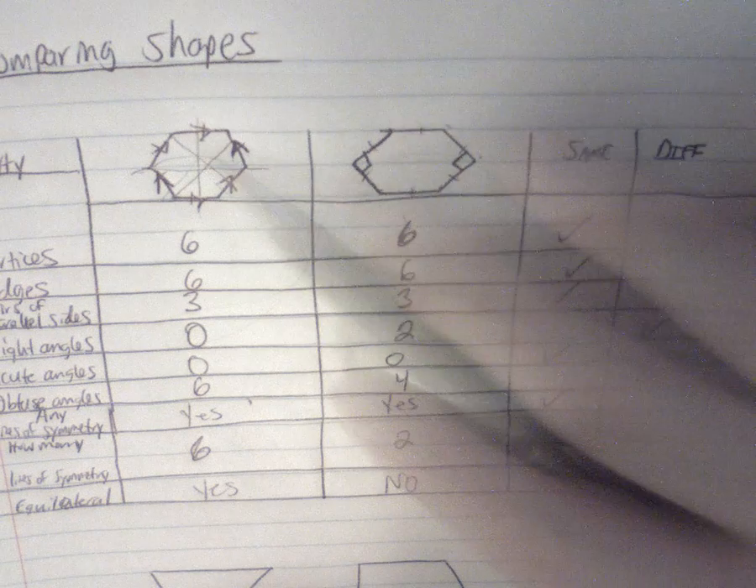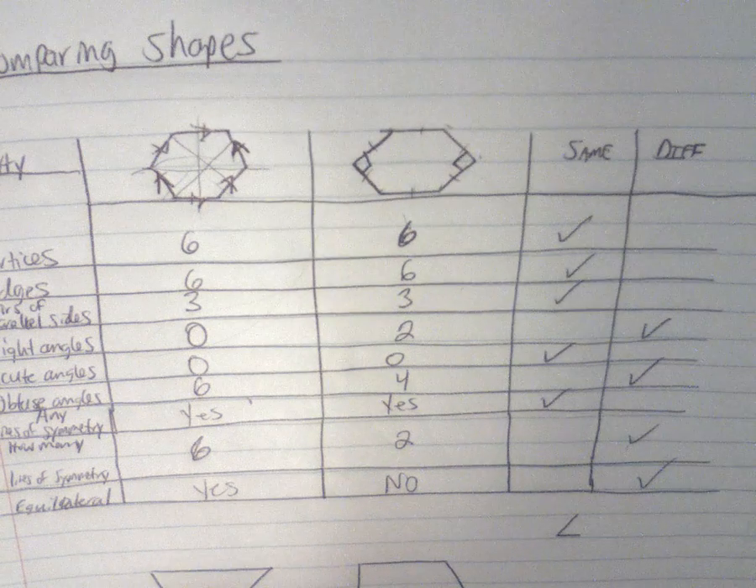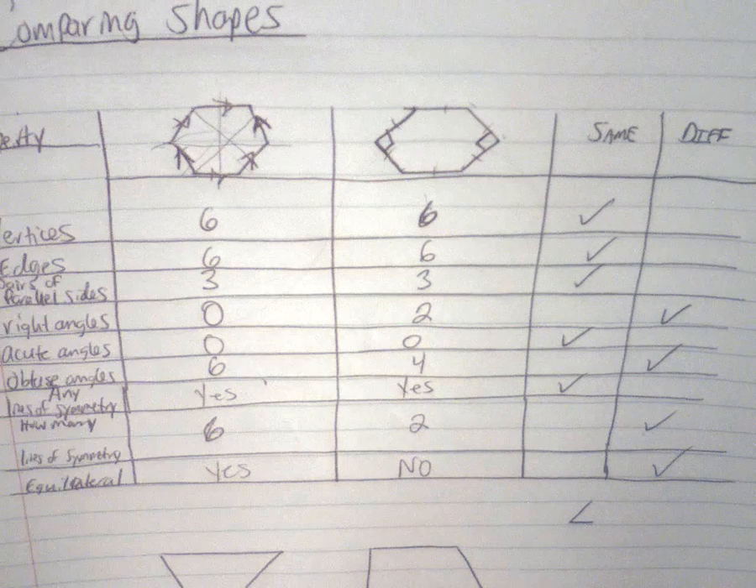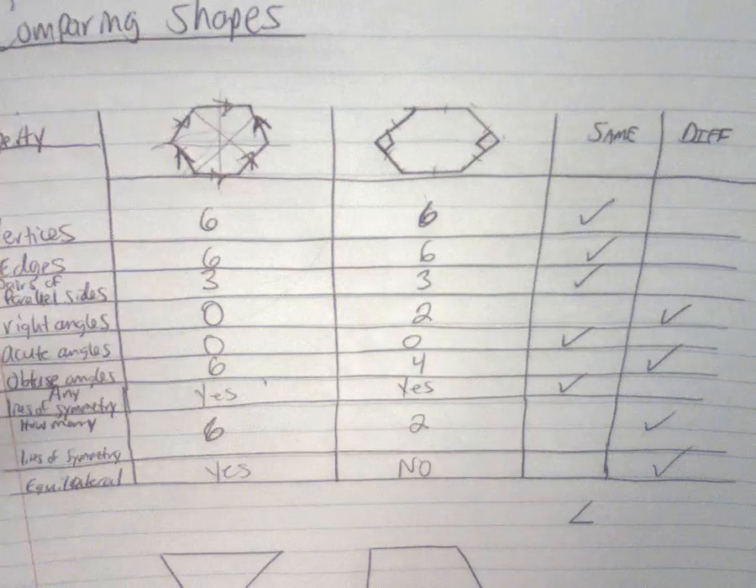This one, all the sides are the same. This one, all the sides are not the same. That's all we're doing when we're comparing shapes. We're just taking a look at the different properties that these shapes have, and we're comparing them. That's all we're going to do.